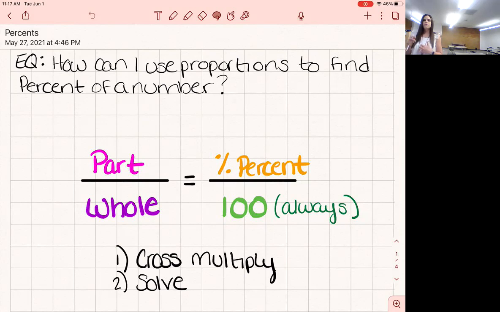So the top is the part and the whole percent. And then that green one will always be 100%. That's like the easy one to fill out. It's always 100. The other three, the purple, pink, and orange, could be filled out, or they could be the missing information that we're looking for. So let's look at what we mean when we say part, whole, and percent.